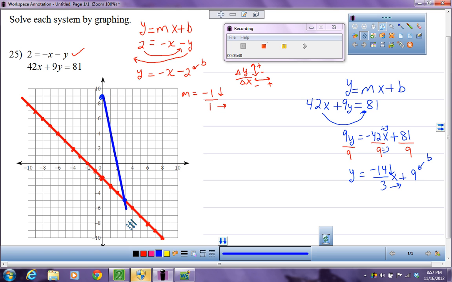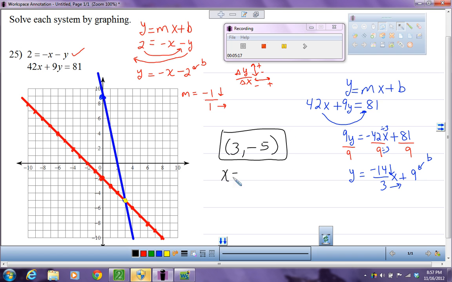If I were to extend that, we found our point of intersection there, which is actually our solution. So in that case, that happens to be the point 3, negative 5. That is our solution. So in this case, x equals 3, y equals negative 5.